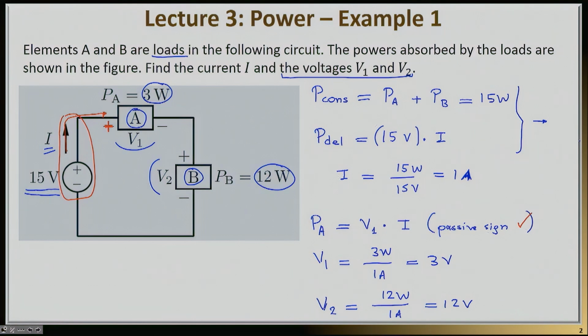Notice that my second load is still in the passive sign convention, since the current I is flowing into the load from its positive terminal. So both for loads A and B, I have the passive sign convention, and the result is the one that you see here. So this is the end of my first example, and as always, I do encourage you to go ahead and repeat this yourself and make sure that you get the same results.